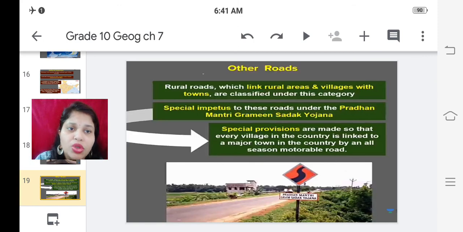But these roads, they should get proper attention by the government, so that they should link the village area to any big town. Okay, these roads are also important for good transportation, right?